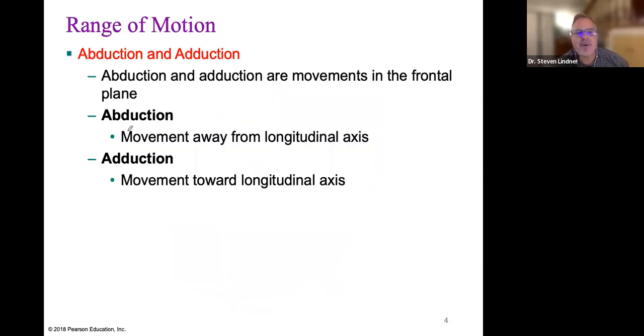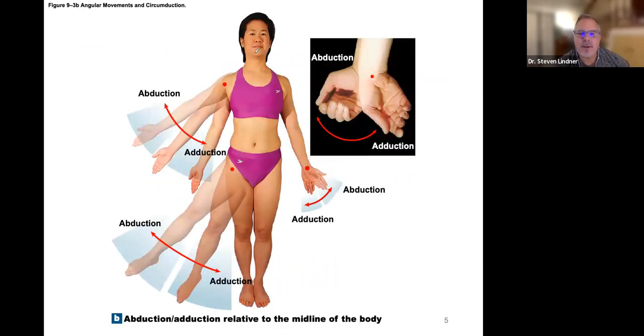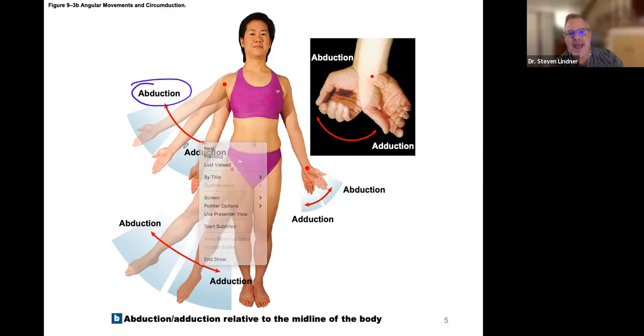Let's look at abduction and adduction. When we talk about abduction, it means moving away from midline. And when we talk about adduction, you're moving towards midline. So if this person itself is midline, bringing the arm away, when you get abducted by the aliens, you are taken away from midline. That's abduction. When you're bringing it towards the body and adding it to the midline, that's adduction.